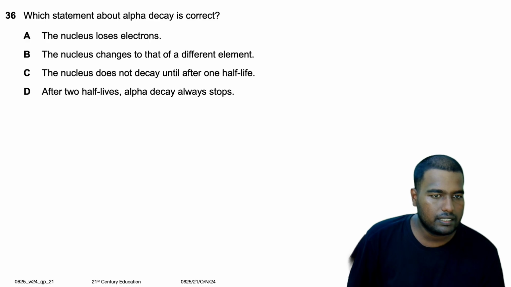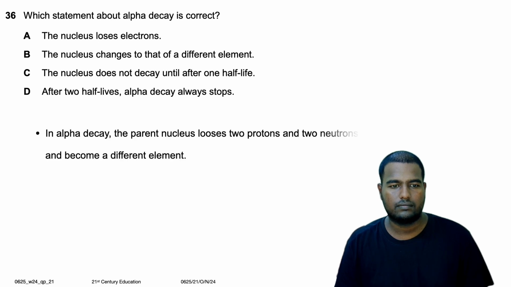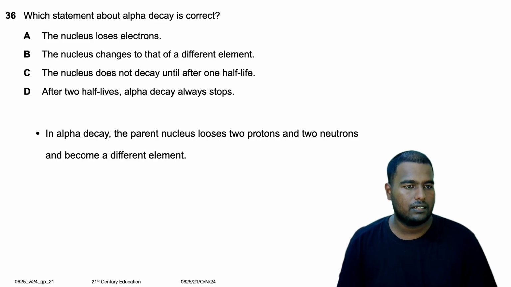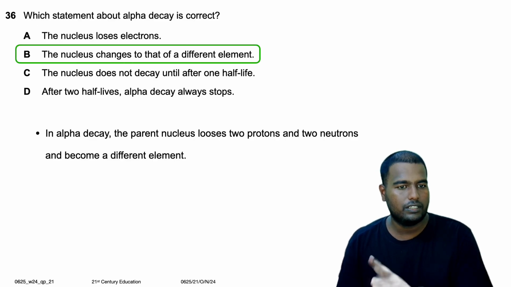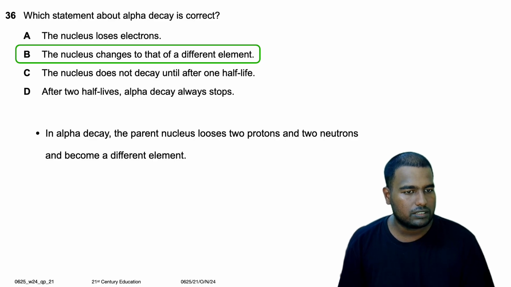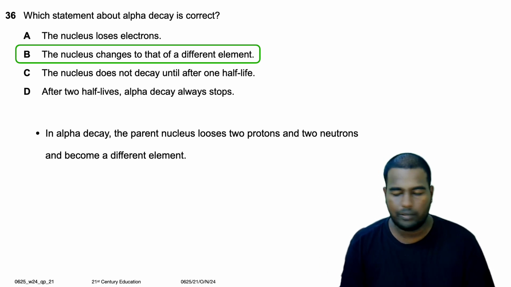Which statement about alpha decay is correct? So in alpha decay, 2 protons and 2 neutrons will be ejected. Okay, so it will become a different element. Let's see the options. Option A, nucleus loses electrons. No, there is no electron in the nucleus, so option A is wrong. Option B is right. The nucleus changes to that of a different element. Yes. What is option C? The nucleus does not decay until after 1.5 half-lives. No, this depends on the number of nuclei, not one nucleus. Okay, C is wrong. After 2 half-lives, alpha decay will always stop. No, this is also wrong. This will go on until all the undecayed nuclei have emitted alpha particles. So only B is right. Nucleus changes to that of a different element.